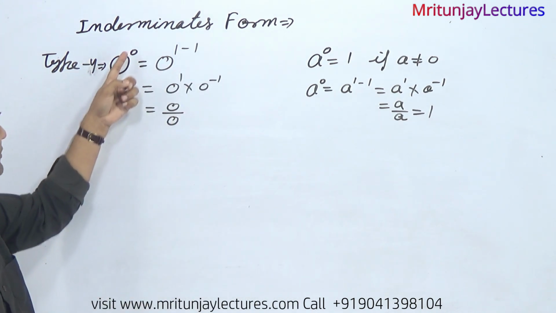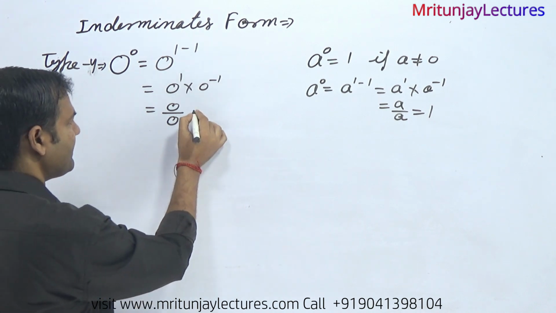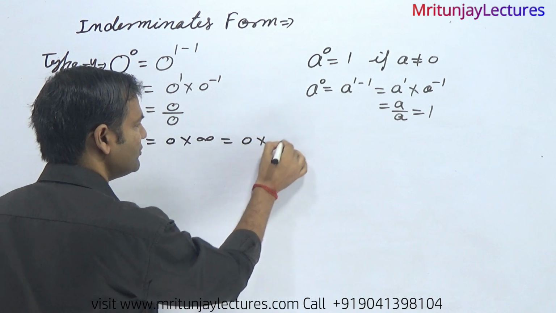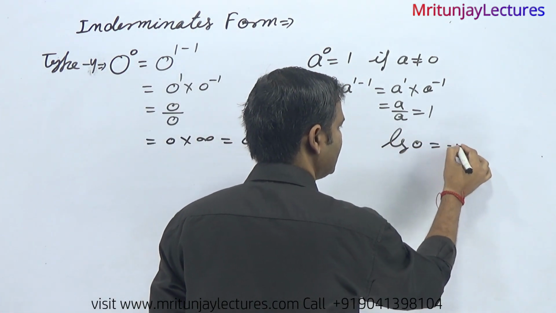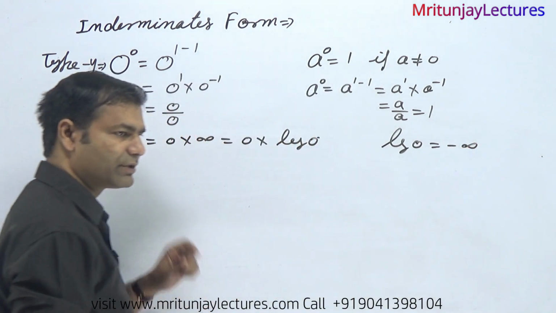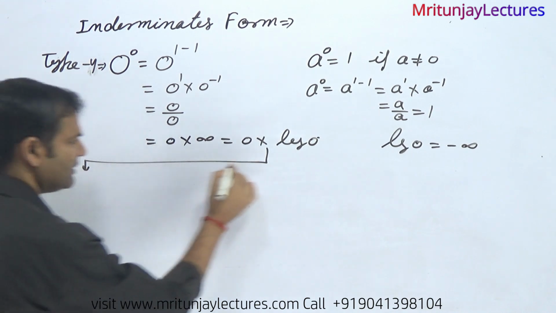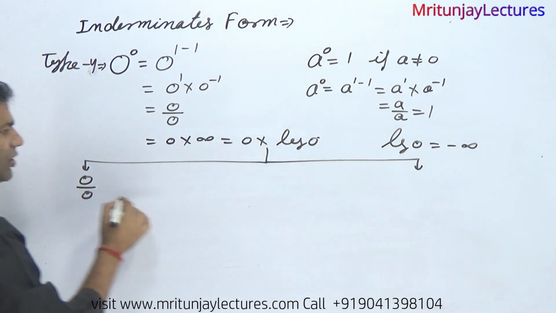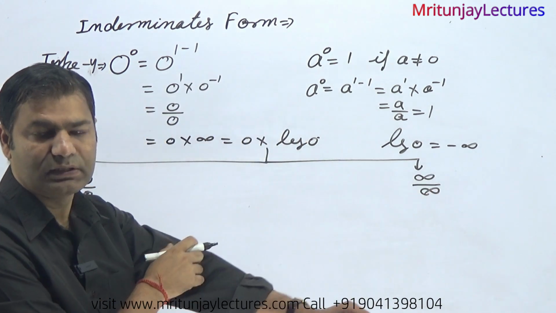Type 4 is 0 to power 0. You get 0 by 0, which is also written as 0 into infinity, or you can say 0 into log 0. I know that log 0 is minus infinity. So how can we do it? If we get this type, then we convert it into 0 by 0 or infinity by infinity, then apply L'Hospital rule.